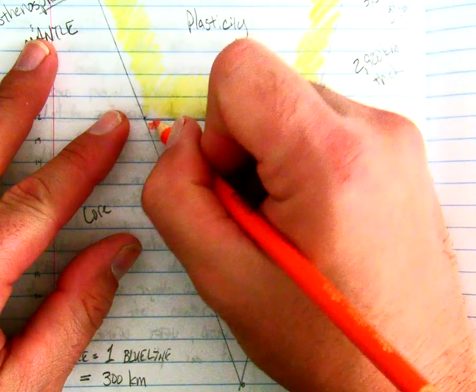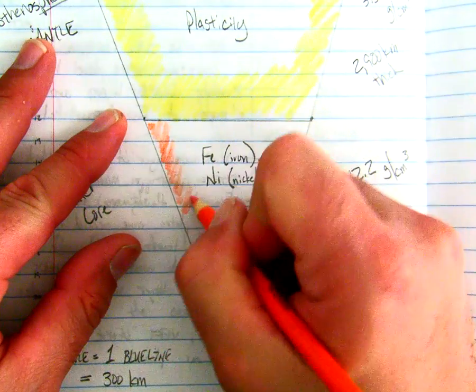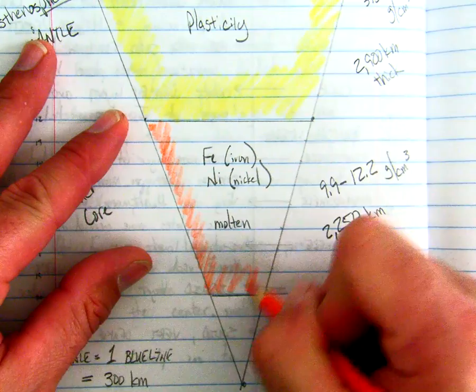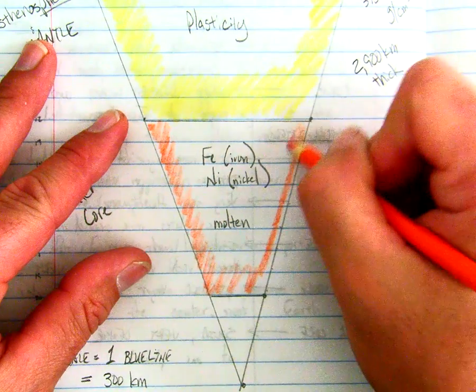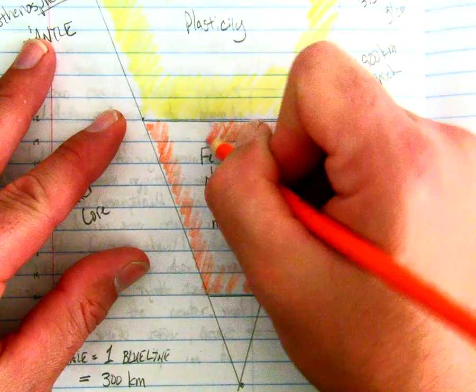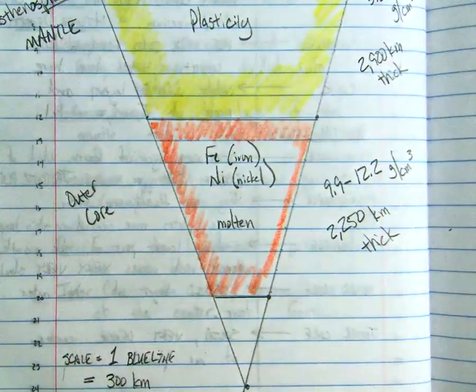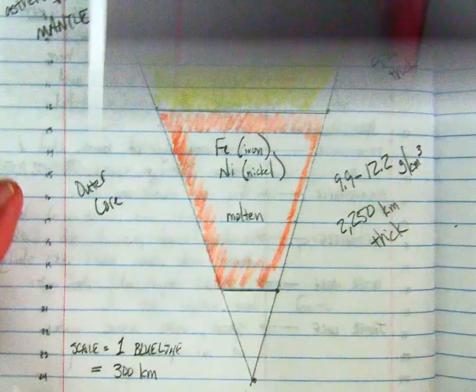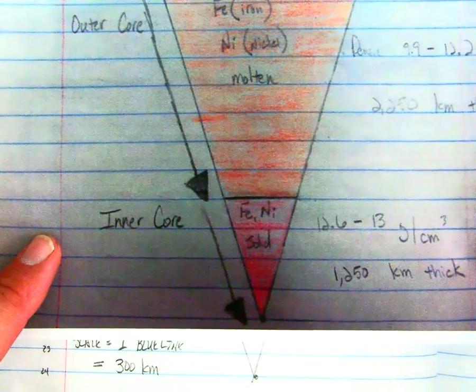I'm just going to shade the outside layer of this, and this is going to be orange. I'm going to come back in here in a little bit and shade that a whole lot nicer so it looks more presentable. All right, and our last layer that we're going to talk about is the very center of the Earth, which is our inner core.